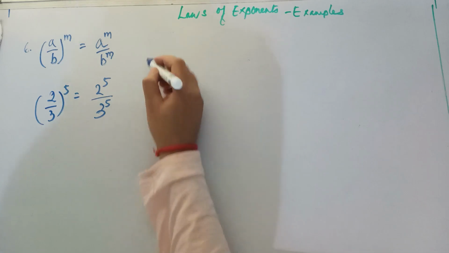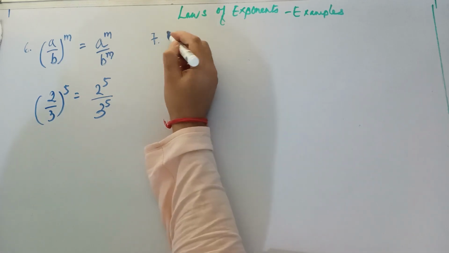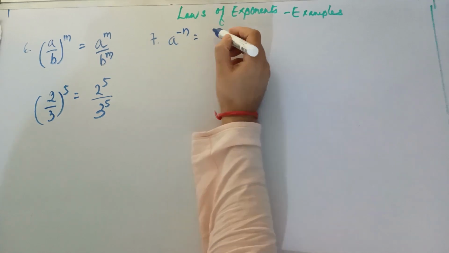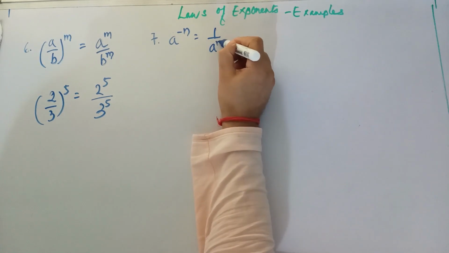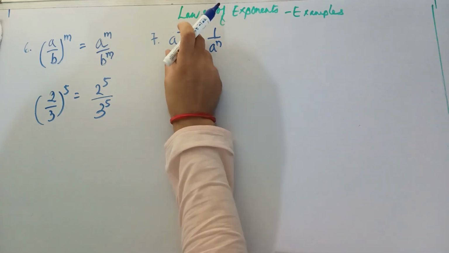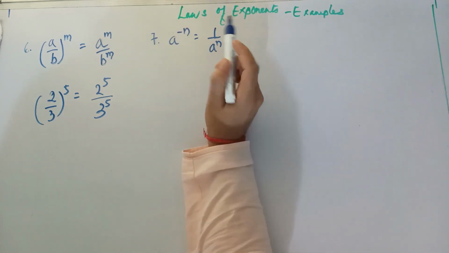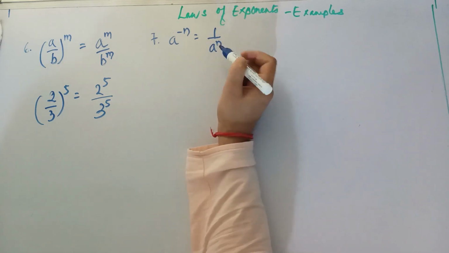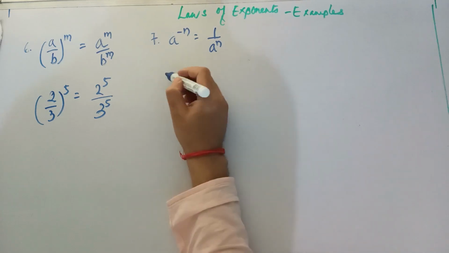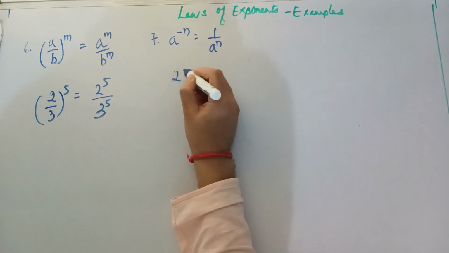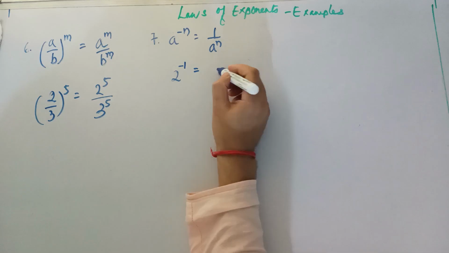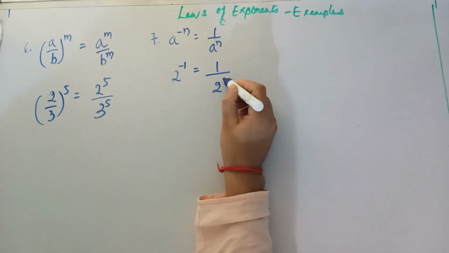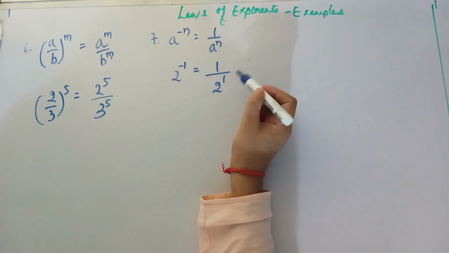Now the seventh one is, as I mentioned earlier in my previous video, very useful. a raised to minus n is equal to 1 upon a raised to n. This entire thing, a raised to minus n, will travel into the denominator, and the sign of the power will change. So let us look into this with an example. 2 raised to minus 1 will be equal to 1 upon, this entire thing will come in the denominator, and the power will change from minus 1 to plus 1.